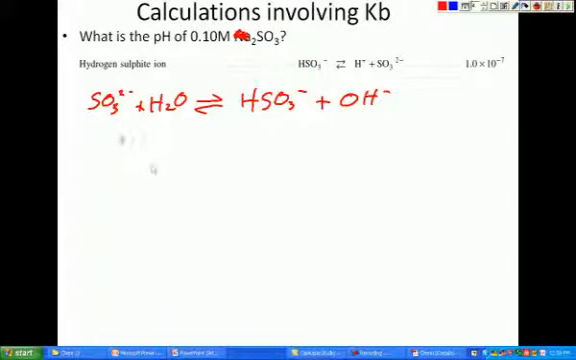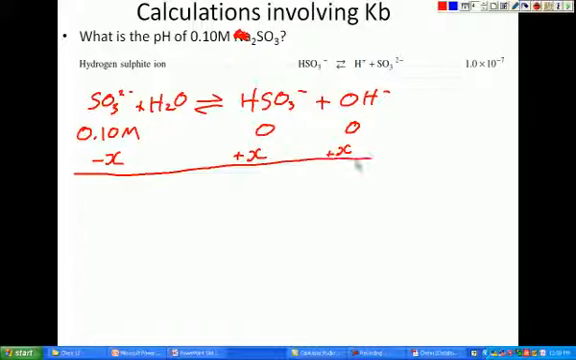So we're going to make a quick little ICE table right here, and our initial is going to be 0.10 molar, and this is going to start off at 0 and 0. We don't really care about the water because this is a liquid and we're not going to count it. This is going to shift right in order to reach equilibrium, and therefore this is going to decrease by a factor of x. This is going to increase by a factor of x, and therefore this is going to be 0.10 minus x, x, and x.